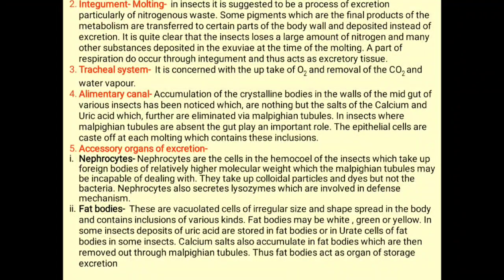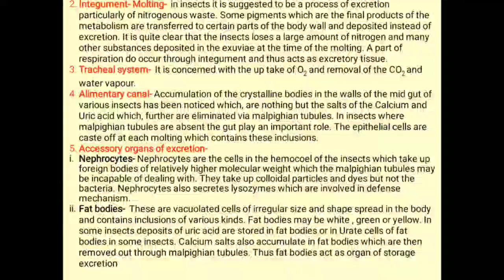Then fat bodies: these are vacuolated cells of irregular size and shape spread in the body and contain inclusions of various kinds. Fat bodies may be white, green or yellow depending on the deposition. In some insects, deposits of uric acid are stored in fat bodies or in urate cells of the fat bodies, and that's why the fat bodies are whitish cream color, because the uric acid deposits are present in the fat bodies. So in the case of the cockroach, we have seen yellowish white fat bodies or fat globules.